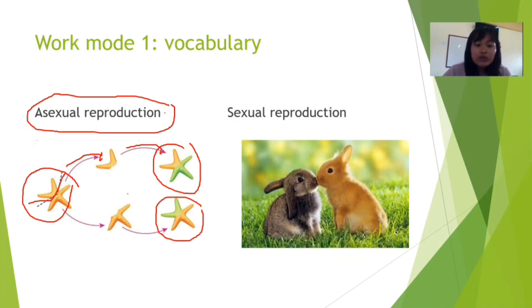And sexual reproduction is when an animal or an organism requires both male and female organs, okay? So the male and female organs, that is sexual reproduction.